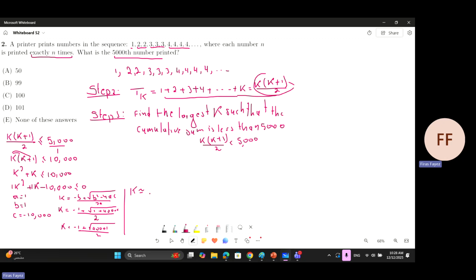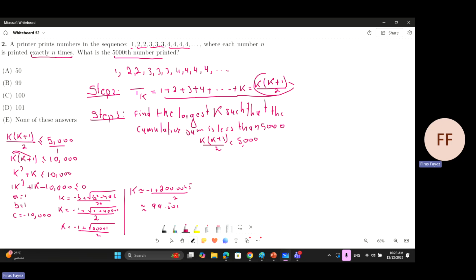And 40,000, let's say the square root is 200. The square root of 40,001 is approximately 200.0025, let's say. So this is minus 1 plus 200.0025, over 2. And this is approximately 99.50.